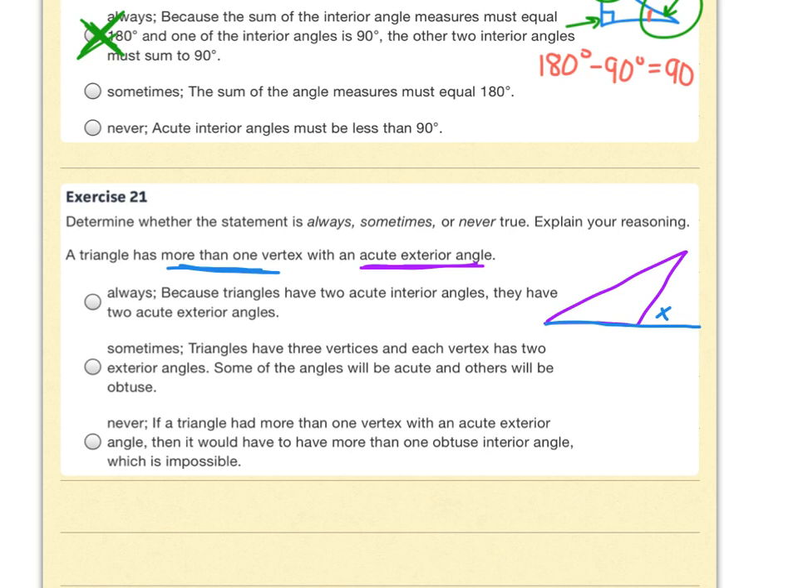So in a triangle, there can only be one obtuse angle, and that means there can only be one acute exterior angle. The other exterior angles, whoops, go the other way. The other exterior angles are going to be obtuse. As you can see here, I'm highlighting them. I'll even shade them so we can see them a little bit better. These are the other exterior angles here. So they'd have to be obtuse. And so there's no way that I can have more than one acute. And so this one's never going to be true.